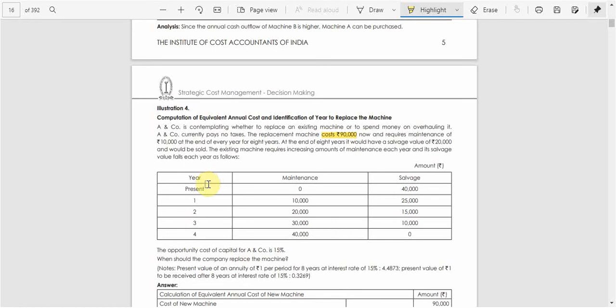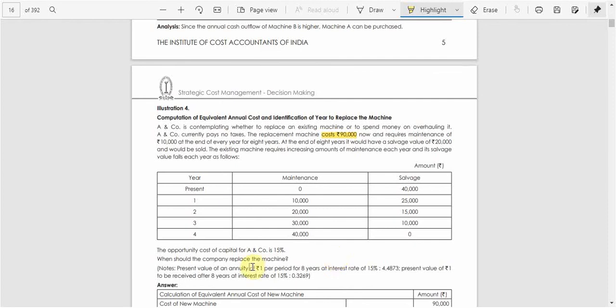For the present year the salvage value is 40,000, and for years 1, 2, 3, 4 the maintenance cost is increasing like this: 10,000, 20,000, 30,000, 40,000, and the salvage value will be decreasing. So at year end 4 the salvage value is 0. That is the problem. And the opportunity cost of capital of the company is 15%. In the earlier problem it was 10%, now it is given as 15%.